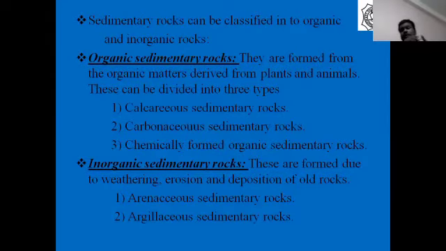Now, what is arenaceous sedimentary rock? The word arenaceous has been derived from a Latin word arena, which means sand. It is clear that the main content of this rock is sand. Sandstone is the best example of arenaceous sedimentary rock.